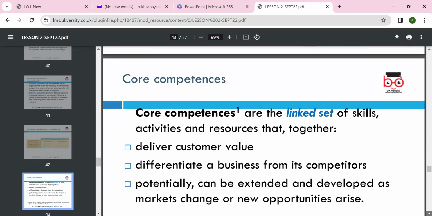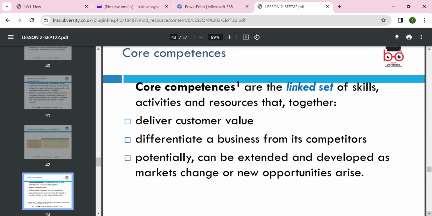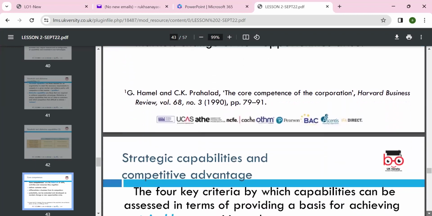Core competencies, which we can link to the skills and activities and resources, deliver customer value, differentiate a business from its competitors, and their potential can be extended and developed as the market changes with new opportunities.